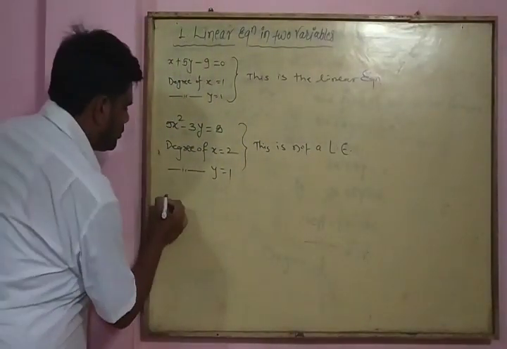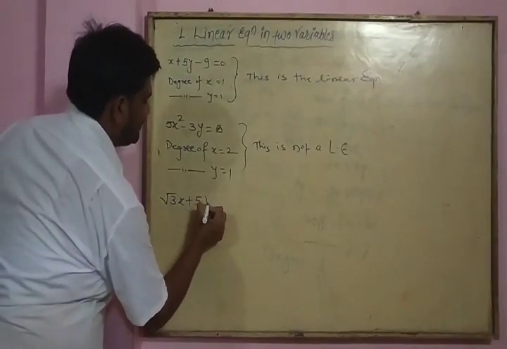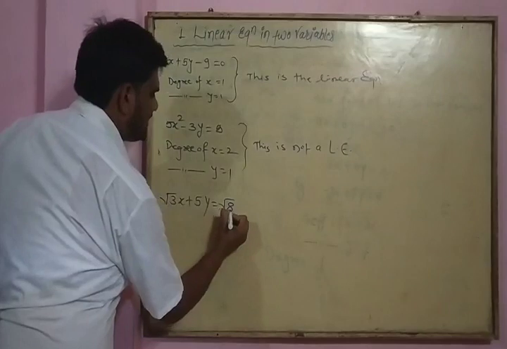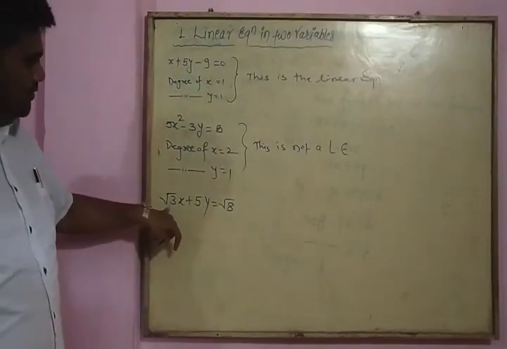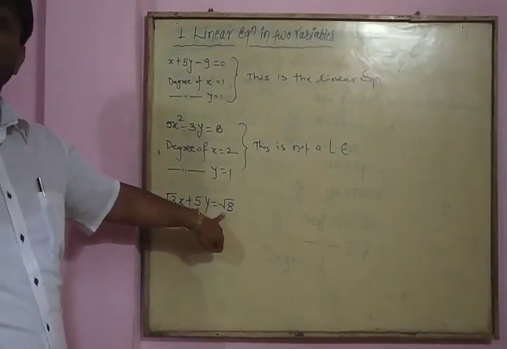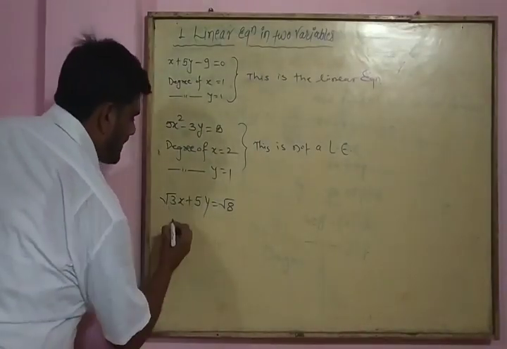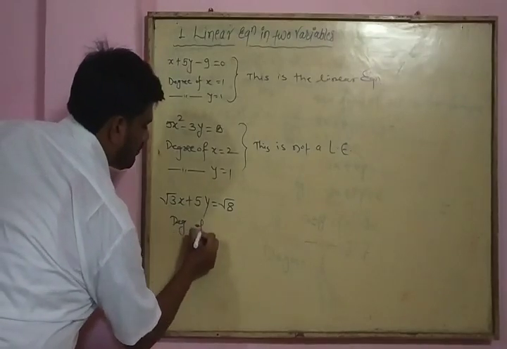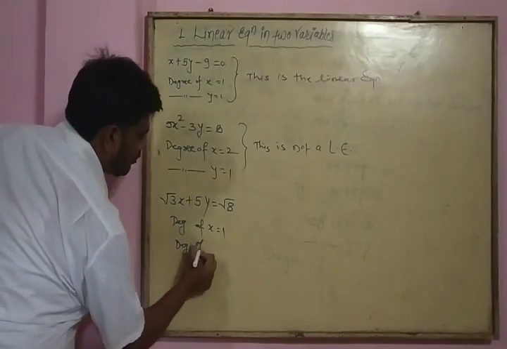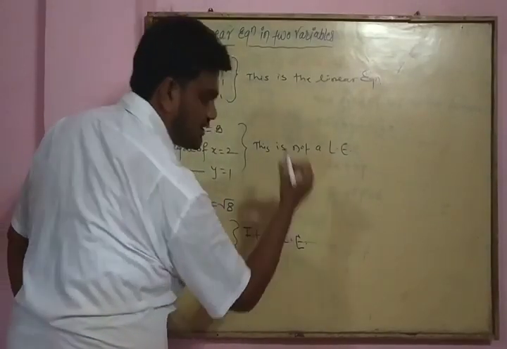Again see here, √3x + 5y = √8. Now the coefficient is in a square root and the constant term is in a square root, but our basic condition is that the degree of x is 1, and again the degree of y is 1, so it is also a linear equation.